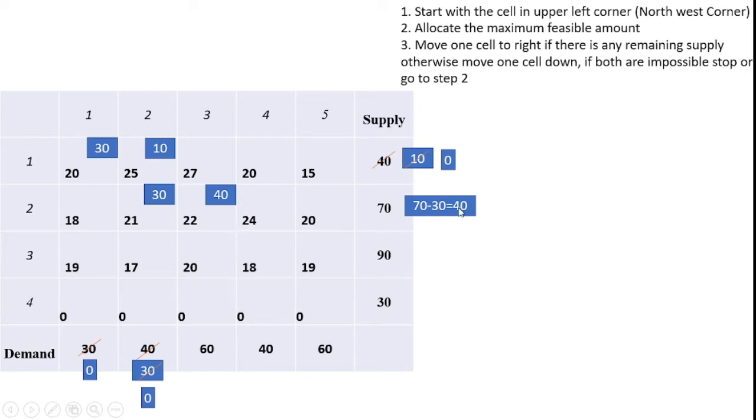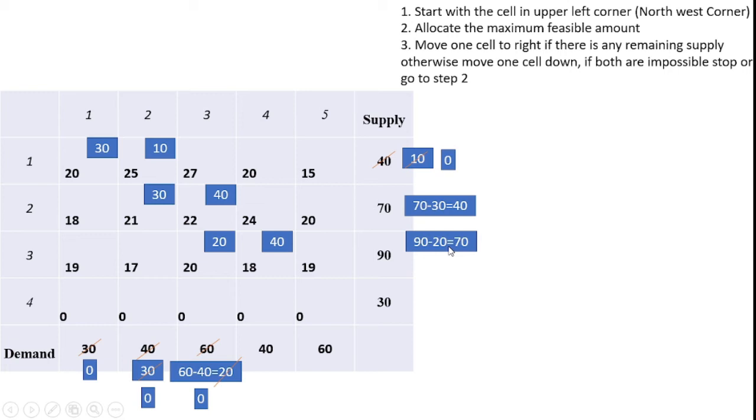I compare 60 and 40. So 40 is the minimum, so I allocate 40 to the respective cell. After that 60 minus 40 is equal to 20, and then I compare other values with each other, so that 20 I allocate 20. Here also 20 is converted into 0. After that, on the right hand side I have the supply available. In that, 90 minus 20 is equal to 70.